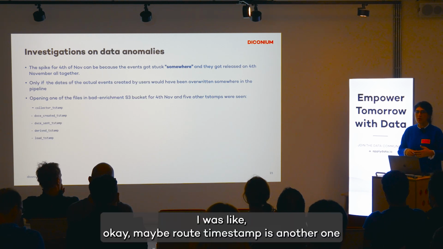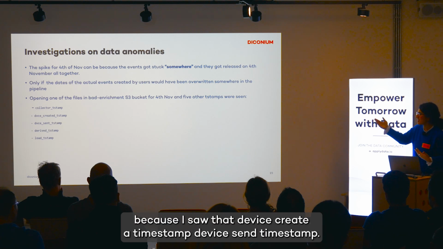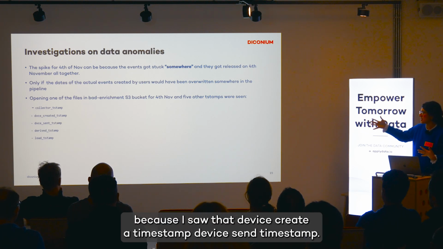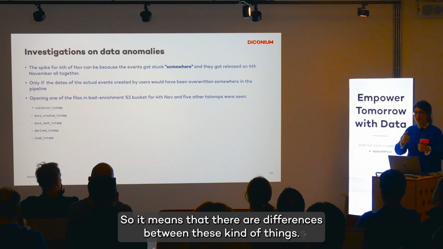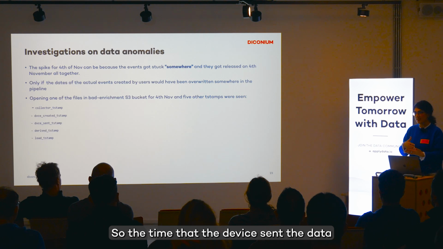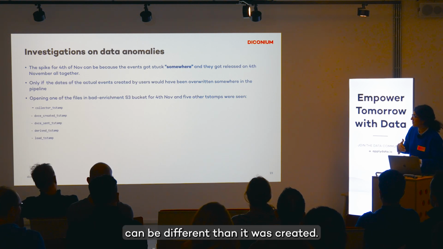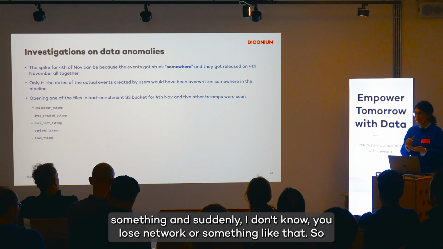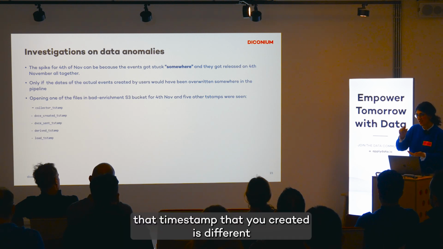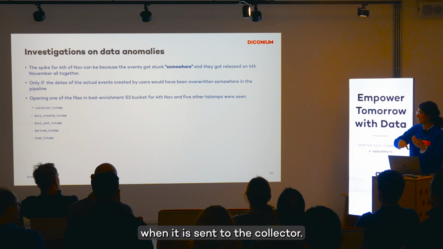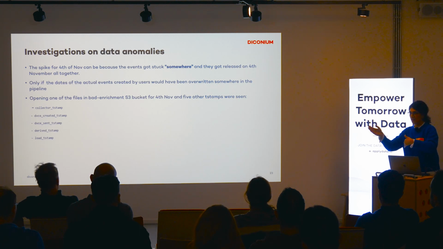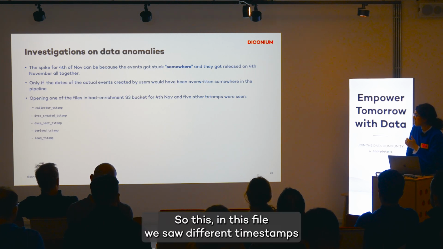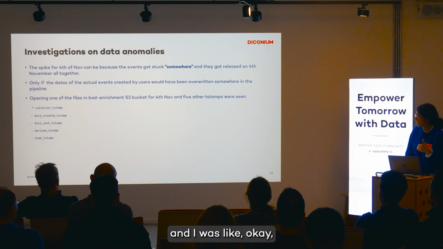I thought, okay, maybe root timestamp is another one, because I saw the device created timestamp and the device sent timestamp. So there are differences between these things. The time that the device sent the data can be different from when it was created. For example, you have your phone, you press something, and suddenly you lose network or something like that. So the timestamp that you created is different from when it is sent to the collector.